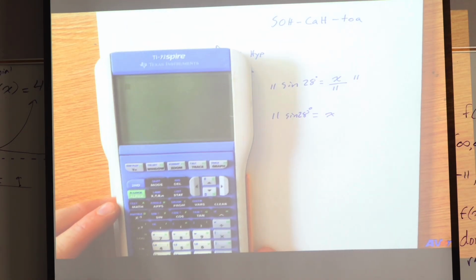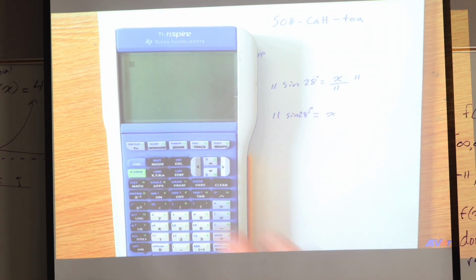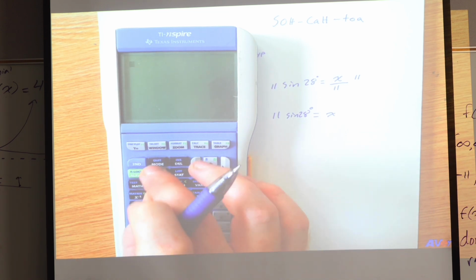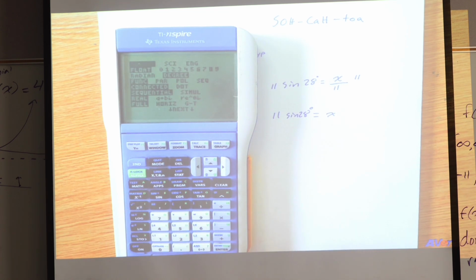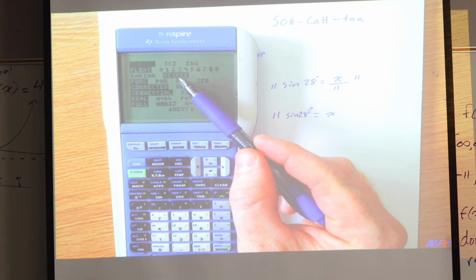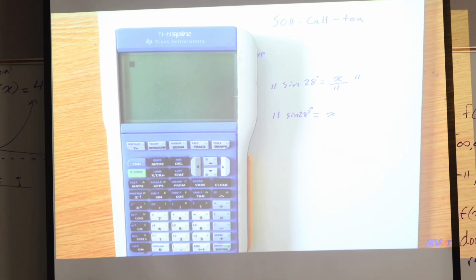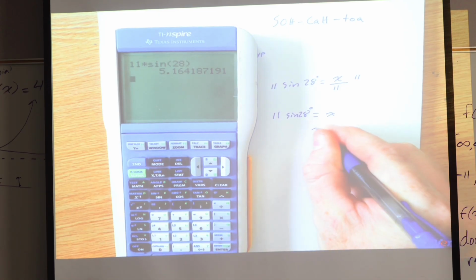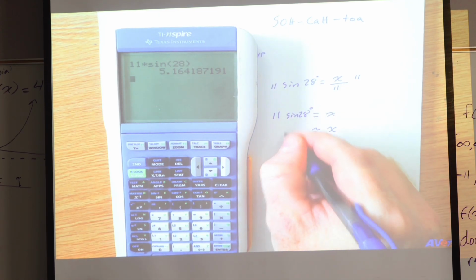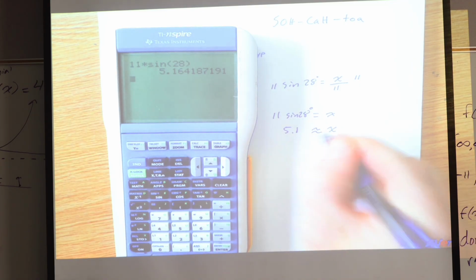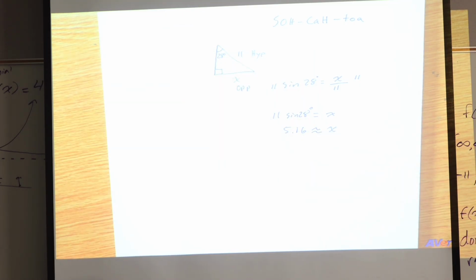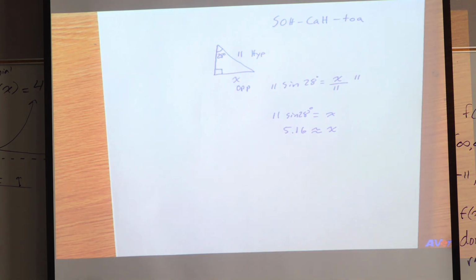It's going to be a little hard to see, but we'll do our best with this. First thing we're going to do is check to make sure that it's in degree mode. So we click on mode. We scroll down and notice the degree is highlighted, so we can hit second quit. And we are in degree mode. And type it in just like we have it: 11 times sine of 28 degrees. Close our parentheses. And there it is. So now our x is going to be approximately 5.16.